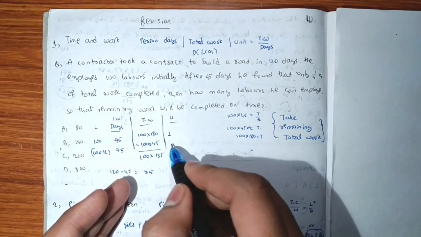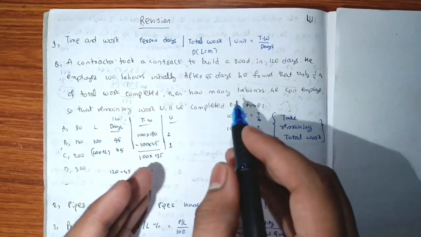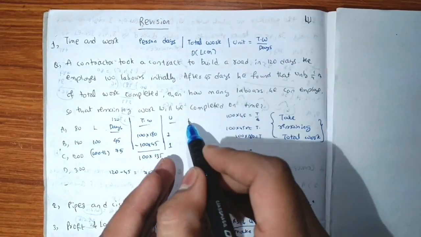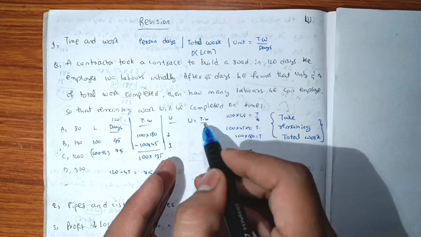Here the unit will be the same. We have seen the formula for unit: unit is the total work divided by the days.